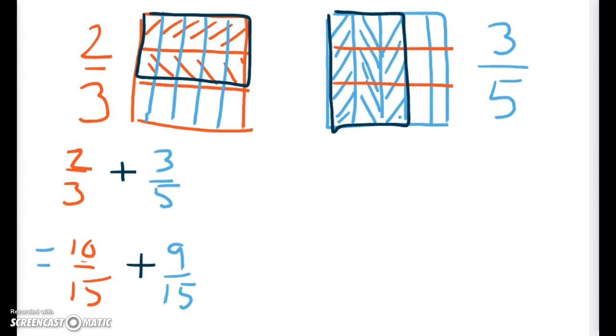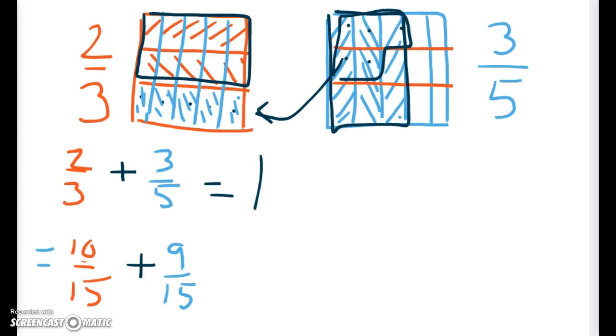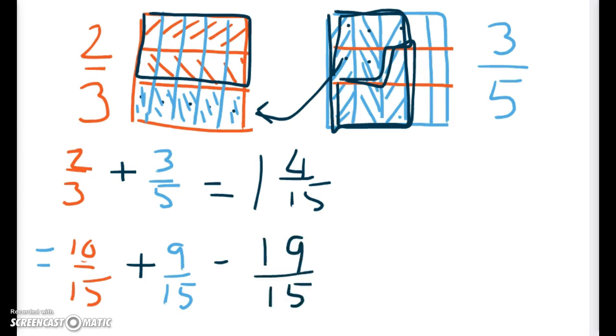If I take each of these, I see I have room for 5 over here. So if I take 5 from here, this group of 5, and I move them into those spaces, I will end up with one entire cake, and then there's a little bit left over, which is this over here, which is equivalent to 4/15. And if you go back to the version of adding 10/15 and 9/15, we could say this is the same as 19/15.